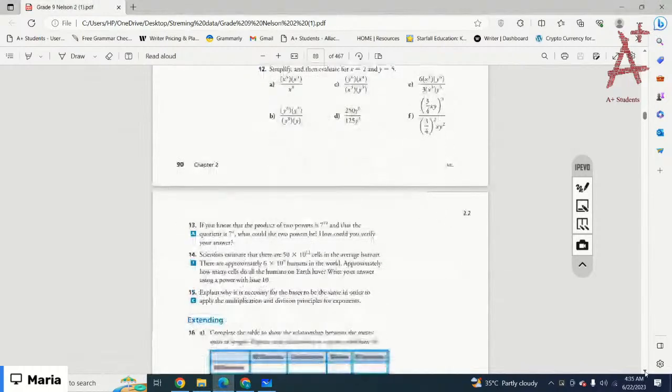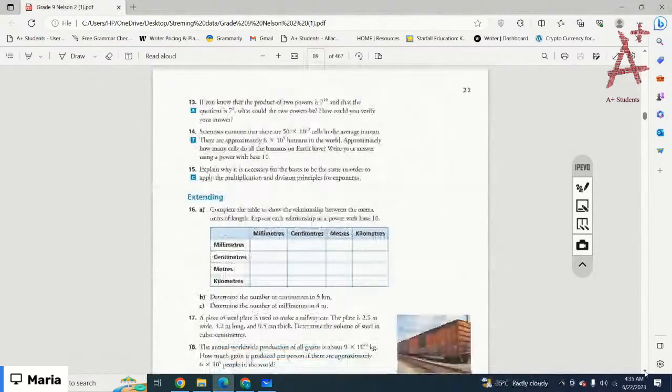Okay, just look at the question number 14. Scientists estimate that there are 50 times 10 exponent 12 cells in the average human. There are approximately 6 times 10 exponent 9 humans in the world. Approximately how many cells do all the humans on the earth have? Write your answer using a power of 10.